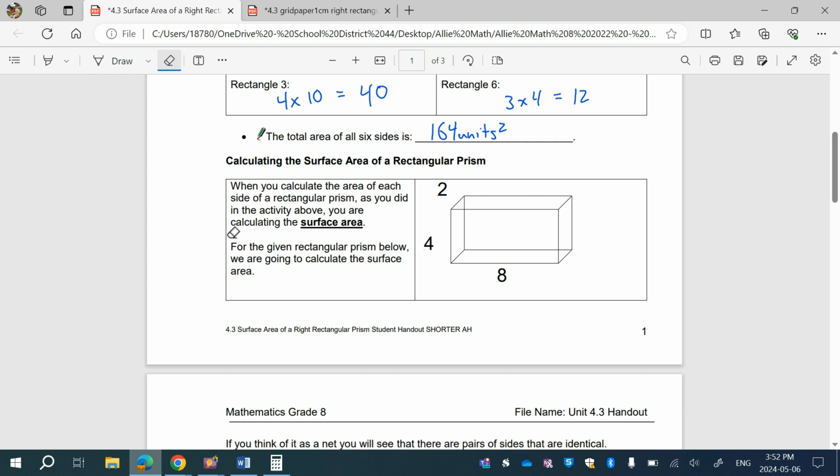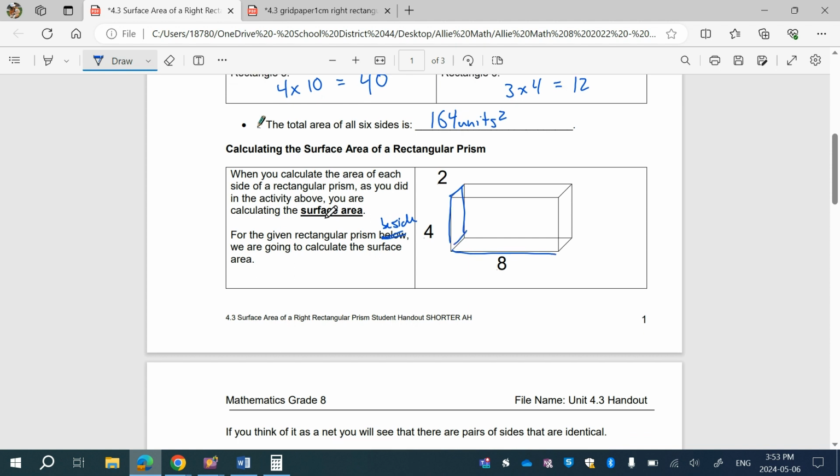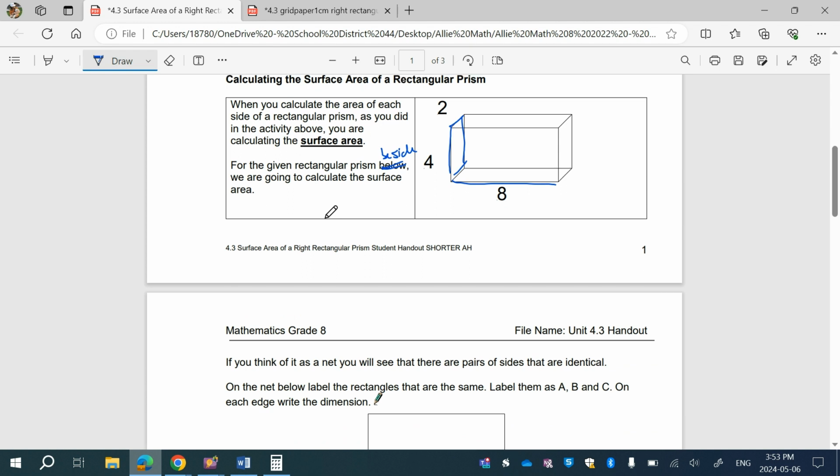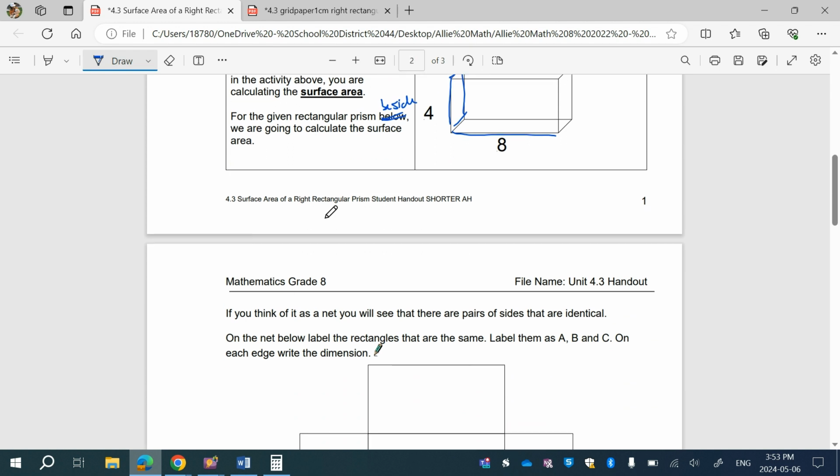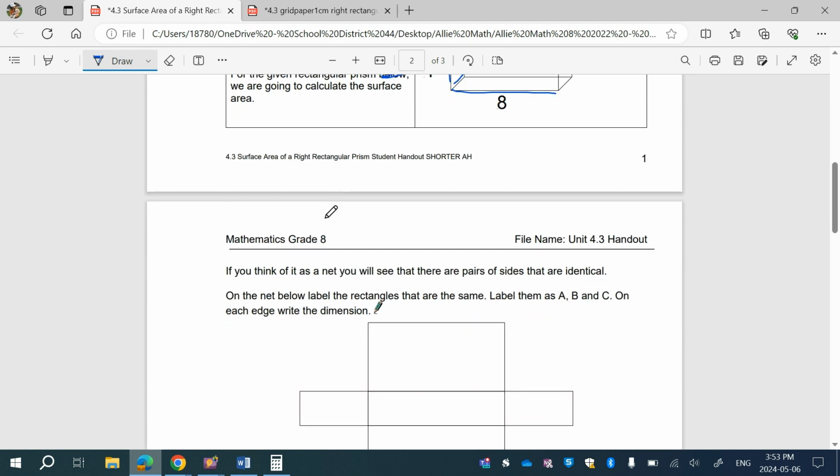So for the given rectangular prism below, I actually put it beside. I changed your notes beside. We're going to calculate the surface area. So we've got side lengths of 2 and 4, and 8 is our other dimension. If you think of it as a net, you will see that there are pairs of sides that are identical. We also call these congruent.